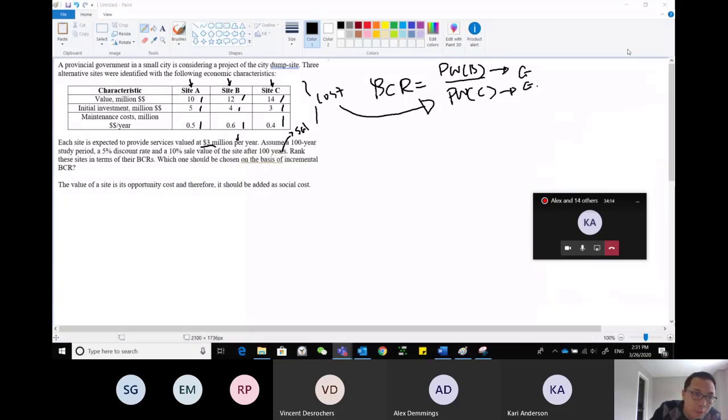And just one note here, it's worth mentioning that the value of the site here is opportunity cost. So it should be added to the social cost. So the value of the site we're talking about here, all this is considered as a cost, social cost.